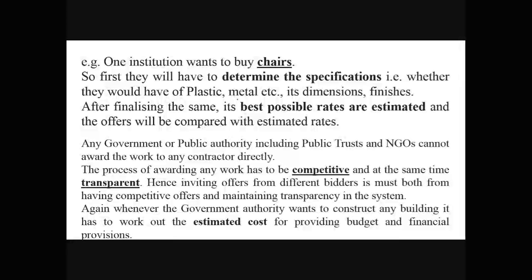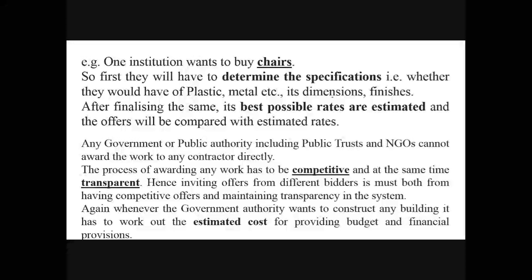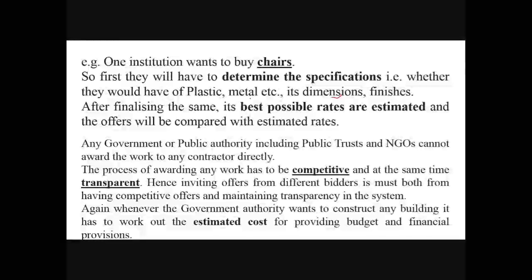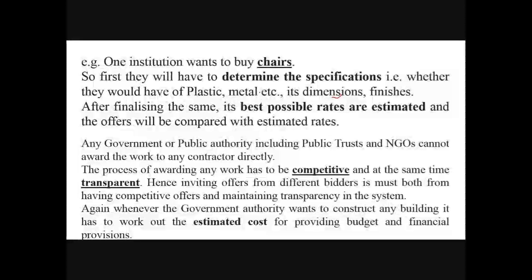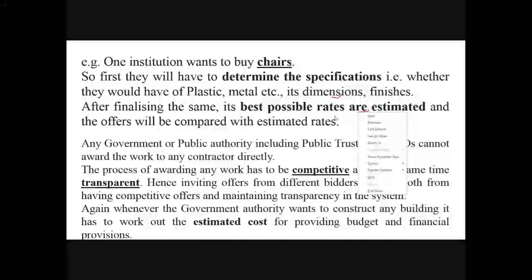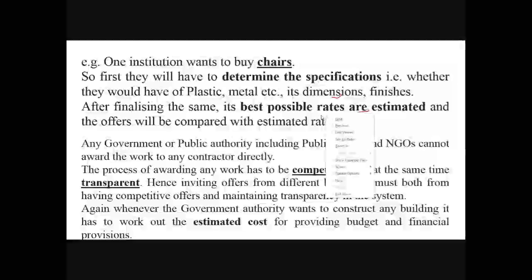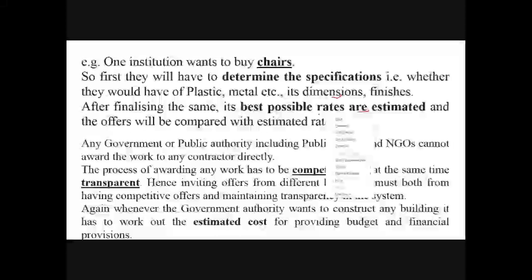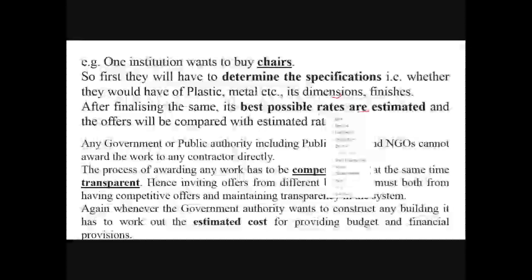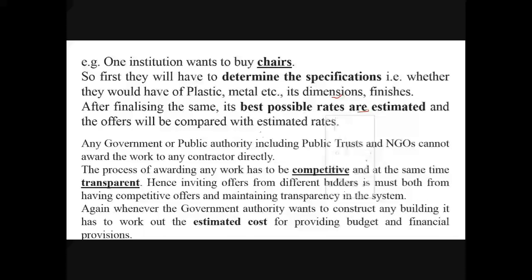After the specification, they have to find out whether they are going to take a plastic chair or a metal chair, and they have to find out the dimensions. This part they have to determine first. After finalizing the dimensions, material, and all the specification, the best possible rates are to be estimated. We have to go inside the market and find out which shop, vendor, or company is going to offer us the chairs at the minimum possible cost. That can be one method to get the schedule of rates.